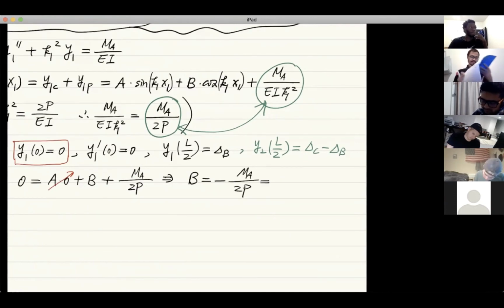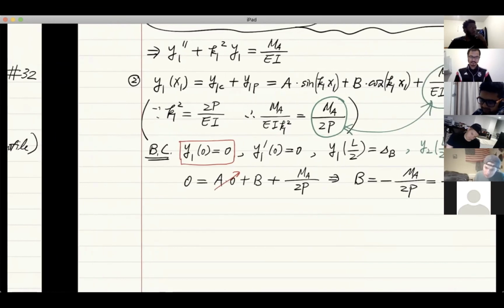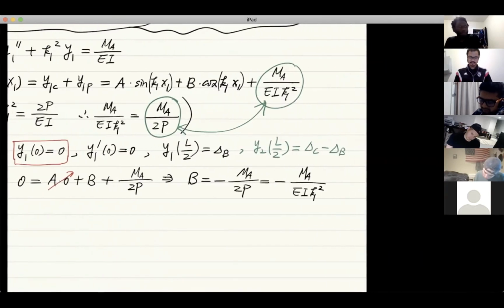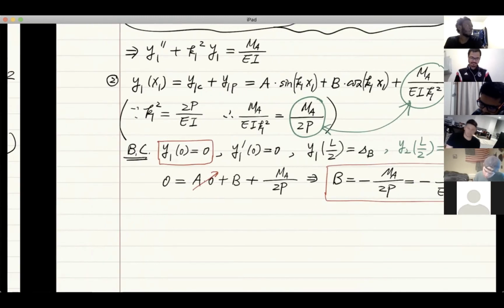Of course, I'm going to repeat the same expression because the textbook uses a different expression, MA over EI over K1 squared. But from my explanation, you should know that they are identical. So this is how we found B. Similarly, we can also find A, by using the slope condition.